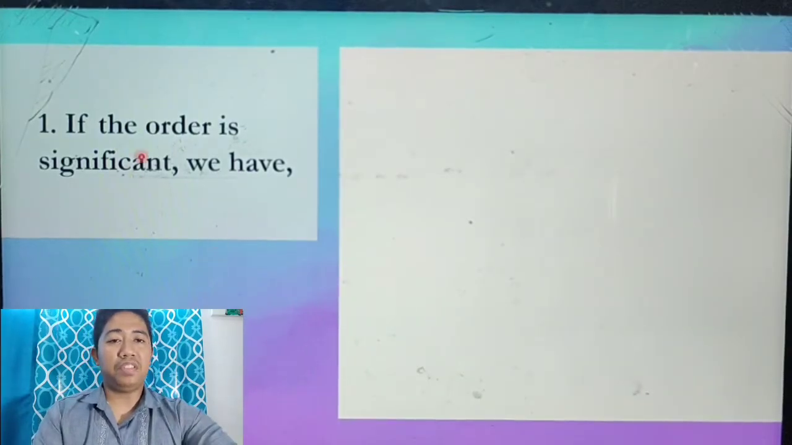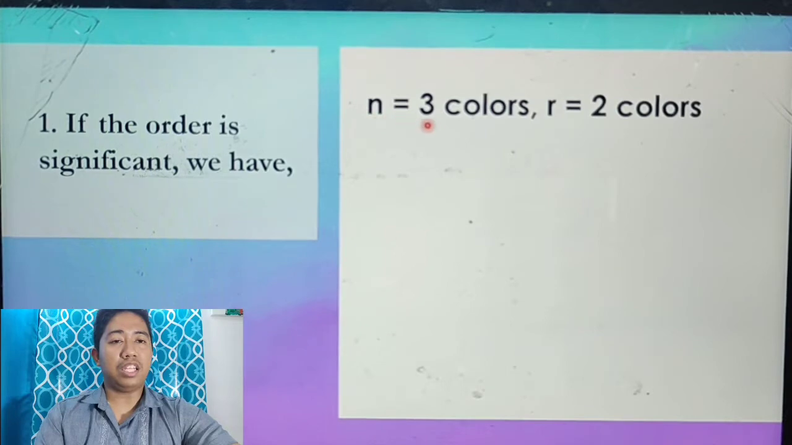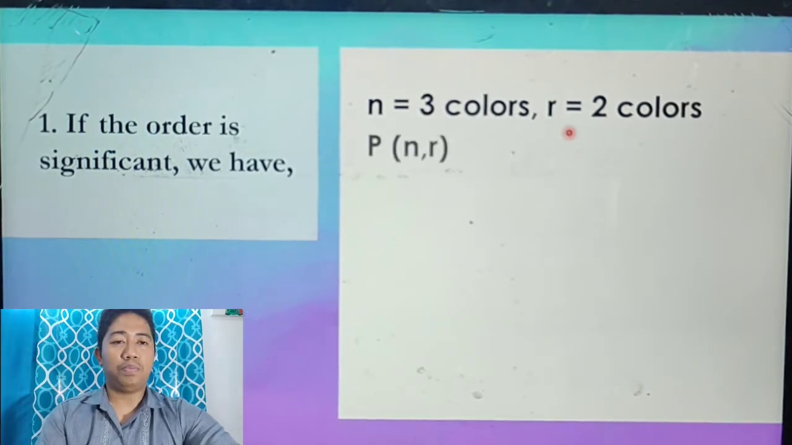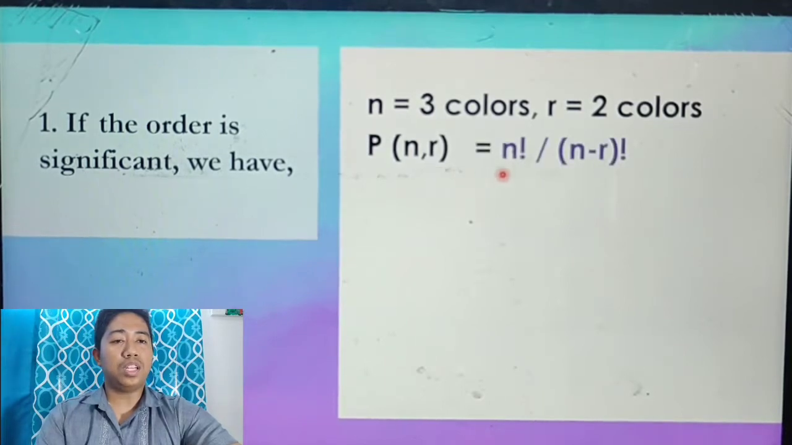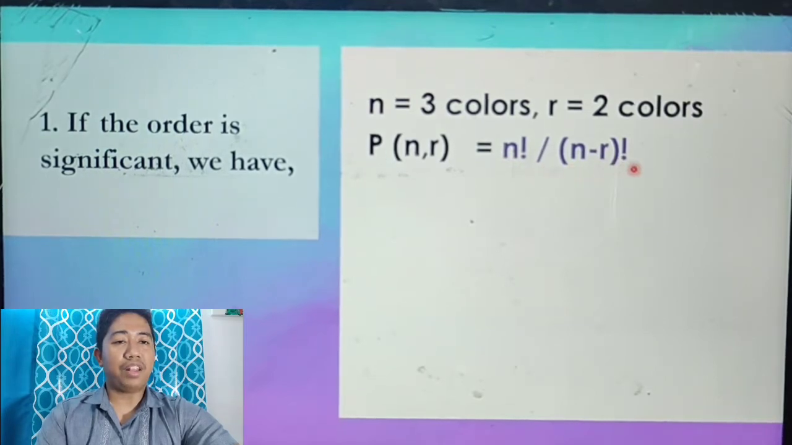First, if the order is significant, we have the following. We let n equal 3 colors. Out of 3 primary colors, we have to take 2 colors at a time, so we let r equal 2. If the order is important, we use the term permutation. We need to permutate these different outcomes: from the 3 primary colors, we take 2. So we have the permutation of n taken r at a time, which is equal, using the formula, to n factorial all over the quantity of n minus r factorial.